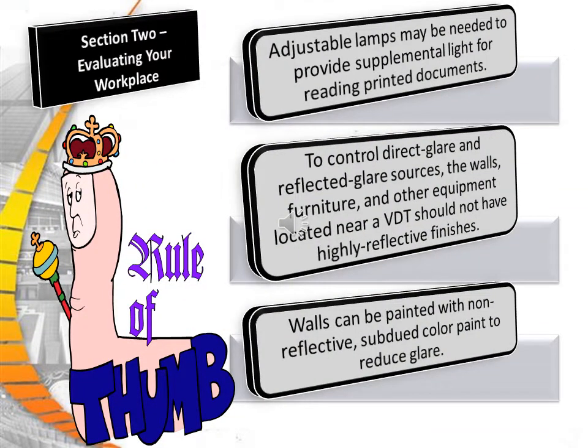Adjustable lamps may be needed to provide supplemental light for reading printed documents. To control direct glare and reflected glare sources, the walls, furniture, and other equipment located near the VDT should not have high reflective finishes. Walls can be painted with non-reflective subdued color paint to reduce glare.